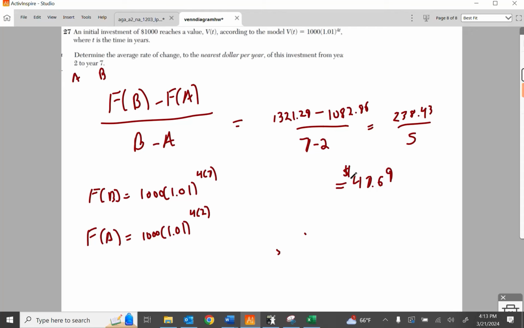This is money, I think. So 47.69, and they want nearest dollar. $48 per year is the average rate of change. And that is that assignment.